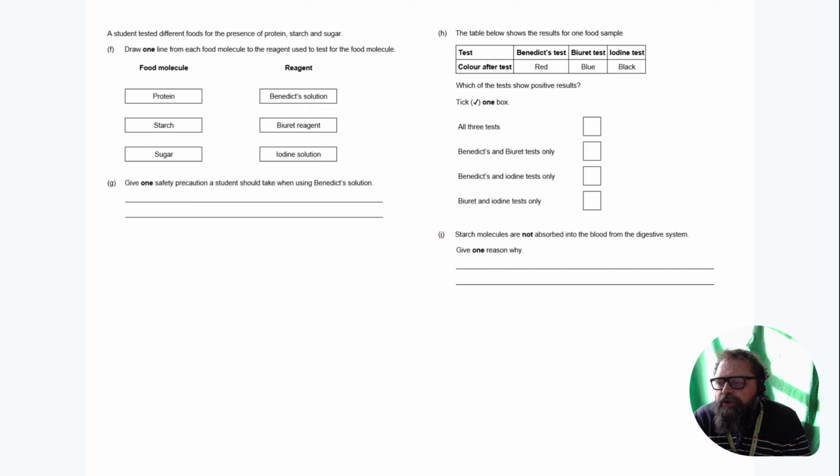Last question. Starch molecules are not absorbed into the blood, and this is the whole point of your digestive system. It breaks big insoluble molecules into small soluble ones, so they can be absorbed. So if starch cannot be absorbed, if anything can't be absorbed, it's because its molecules are too large. Another way of saying that would be to say that the starch is insoluble.